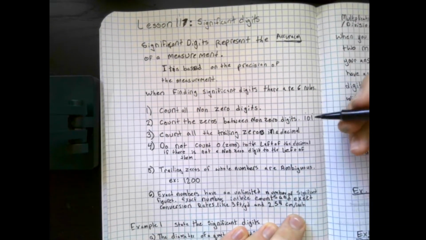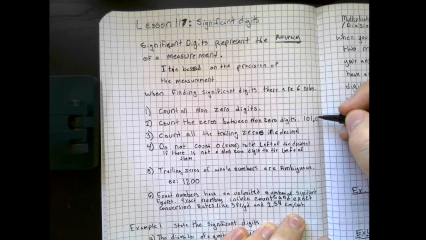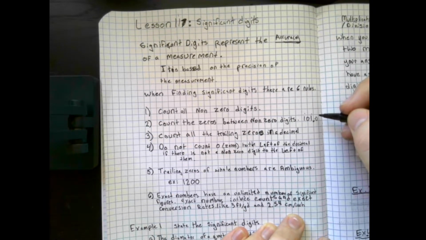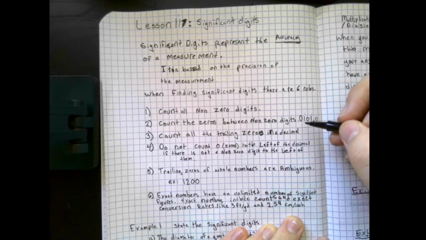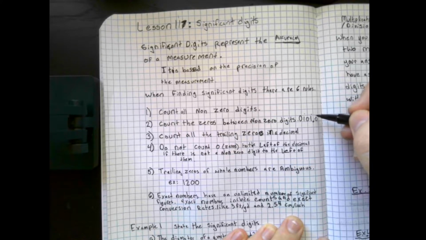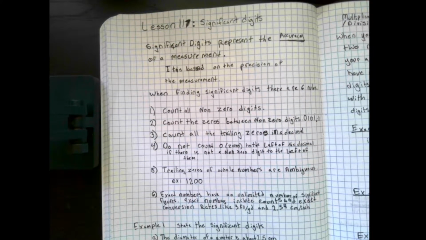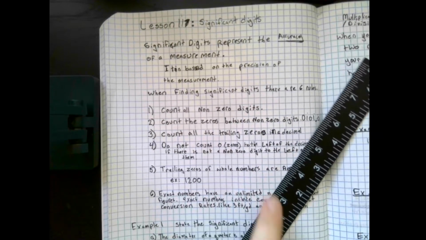Now, if you have a decimal, such as 101.0, you count the trailing zeros on the right-hand side. That would make this 4. If I put a 0 in front, it doesn't actually change my significant digits, because this doesn't represent the accuracy. You can picture this as the more zeros I add down to the right, the finer the space between the lines is, the more precise your measurement is.